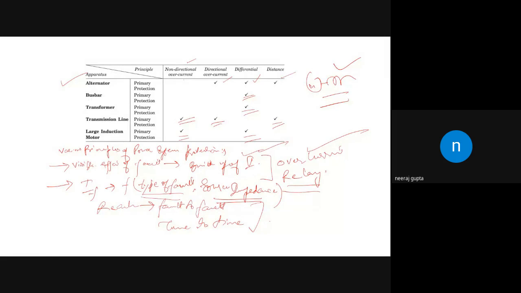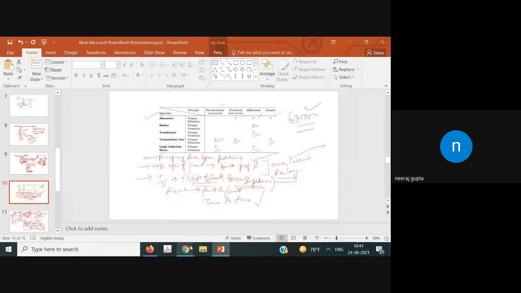Now, different protection schemes that are used: for alternator, we are using directional, differential and distance relay. For bus bar, we are using differential; transformer, differential; transmission line, we are using non-directional, directional, and distance. And for large induction motor, we are using non-directional and differential. So this is about this lecture, and next time we will discuss about this.